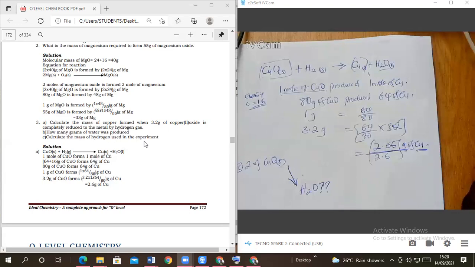They are calculating the mass of water formed when 3.2 grams of copper oxide is completely reduced to a metal by hydrogen gas. They want the mass of water formed. Our equation is here. Just substitute and get the answer.